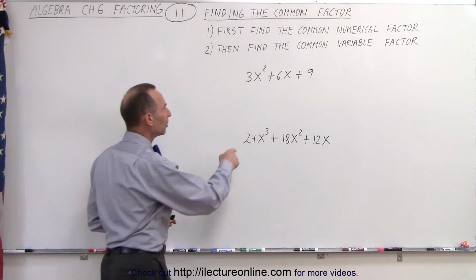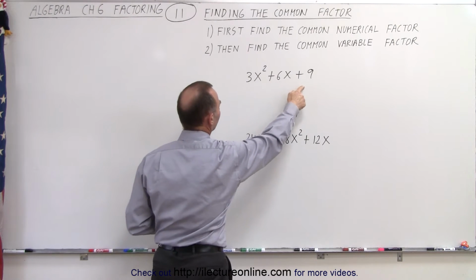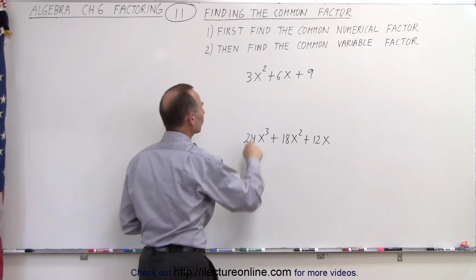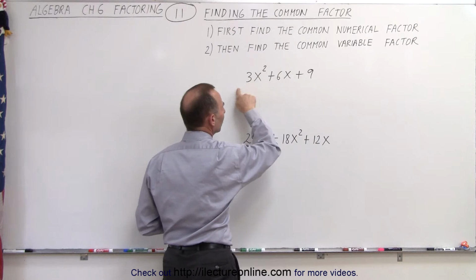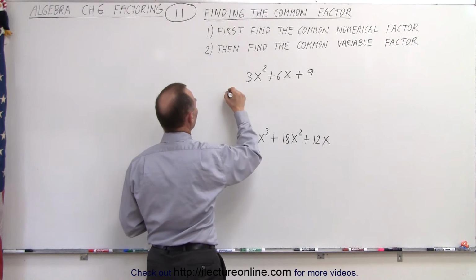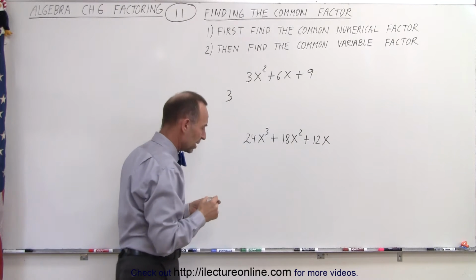So our first example is 3x squared plus 6x plus 9. We're only going to look at the numerical coefficients, and notice with 3, 6, and 9, the common factor among all three would be the number 3. So we can pull out the number 3.